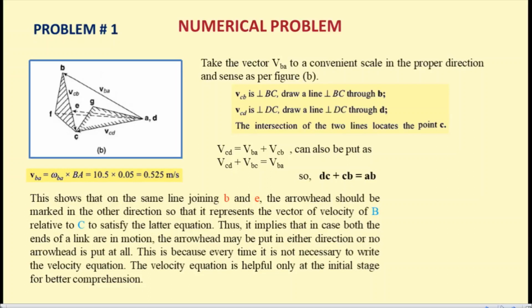Next comes the explanation, which shows the same line joining b and e. The arrowhead should be marked in the other direction so that it represents the vector of velocity of B relative to C, to satisfy the latter equation. Thus it implies that in case both the ends of a link are in motion, the arrowhead may be put in either direction or no arrowhead is put at all. This is because every time it is not necessary to write the velocity equation. The velocity equation is helpful only at the initial stage for better comprehension.